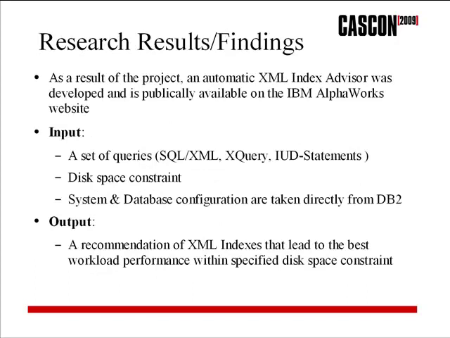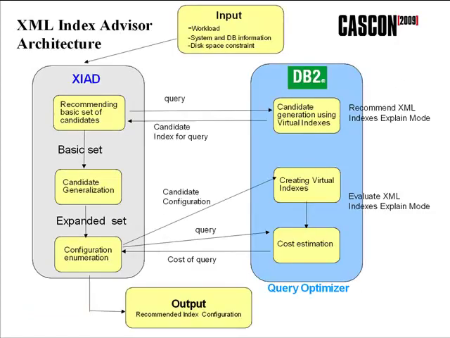As a result of this project, an XML Index Advisor was developed and is now publicly available on the IBM AlphaWorks website. This advisor takes as input a set of queries, basically a workload of SQL/XML statements, XQuery statements, insert, update, and delete statements, as well as regular SQL statements. The other input is the disk space constraint, and it takes into account the system and database configuration currently being used by DB2. The output is a set of XML indexes that lead to the best workload performance that fit within the specified disk space.